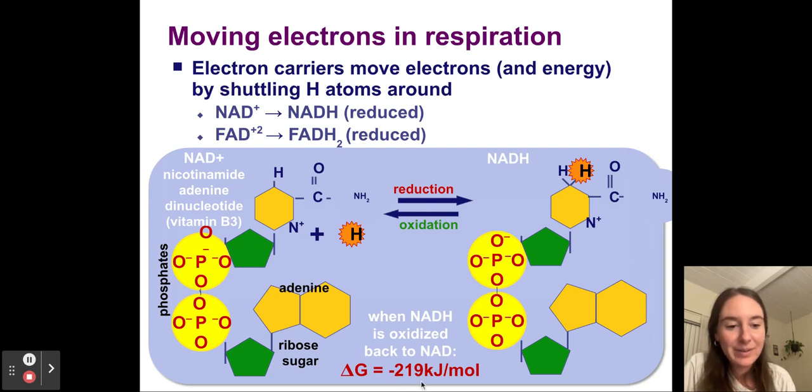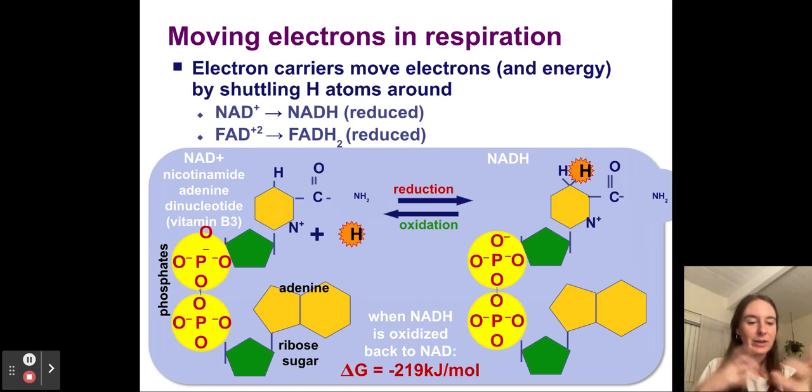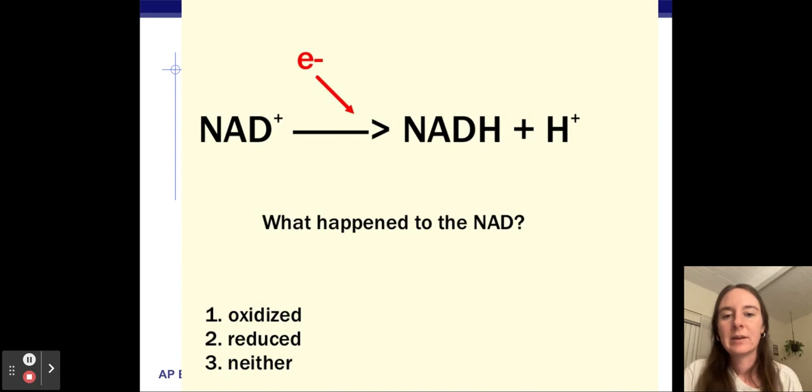And this is a lot of energy. Negative 219 kilojoules per mole is the release of energy, delta G. So that's a lot of energy that can be used for other places. So the whole reason why you're trying to move these hydrogens around is because every time you're ripping off hydrogens, you're basically releasing a ton of energy that can be used later.